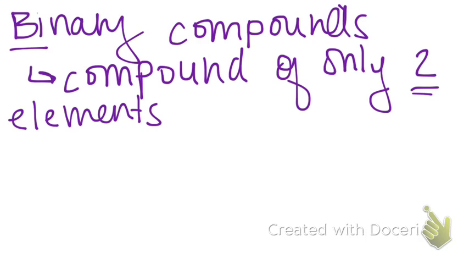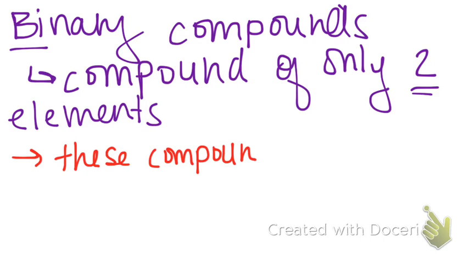Okay? The important thing that we need to know about ionic compounds and binary compounds in particular is that, let me write it in a different color. These compounds must end up with a neutral charge.